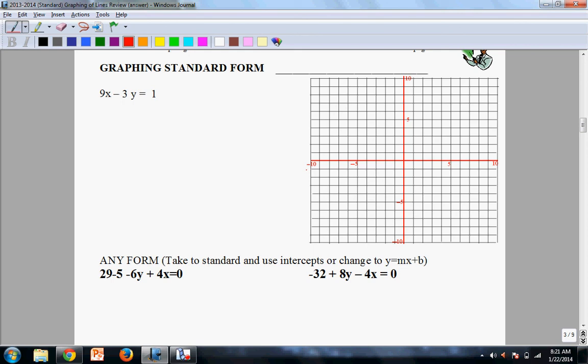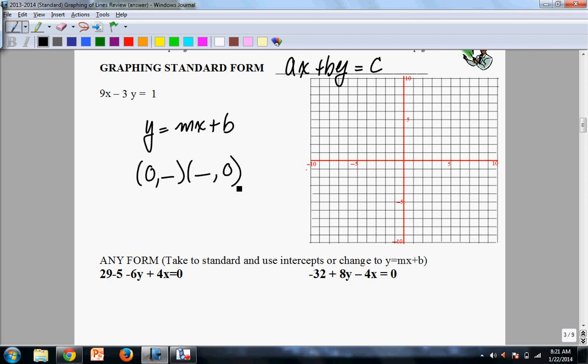I'd like you to graph 9x minus 3y equals 1. Standard form is ax plus by equals what's called c. You can either change it to y equals mx plus b, or you can use intercepts, 0 blank, blank 0. Use whatever you'd like. See what you can do in about a minute. I'll turn on the lights for you guys.